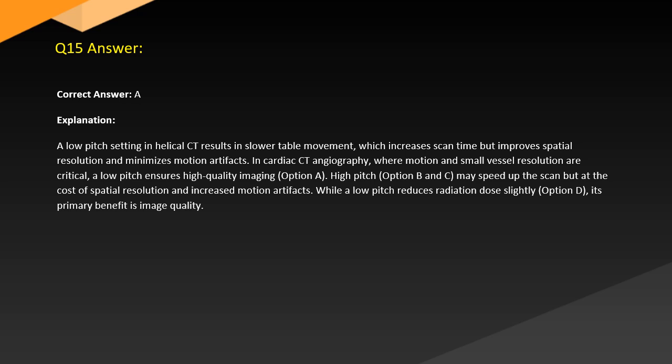Answer. Correct answer: A. Explanation. A low pitch setting in helical CT results in slower table movement, which increases scan time but improves spatial resolution and minimizes motion artifacts. In cardiac CT angiography, where motion and small vessel resolution are critical, a low pitch ensures high-quality imaging. Option B and C, high pitch, may speed up the scan but at the cost of spatial resolution and increased artifacts, while a low pitch reduces radiation dose slightly. Option D. Its primary benefit is image quality.